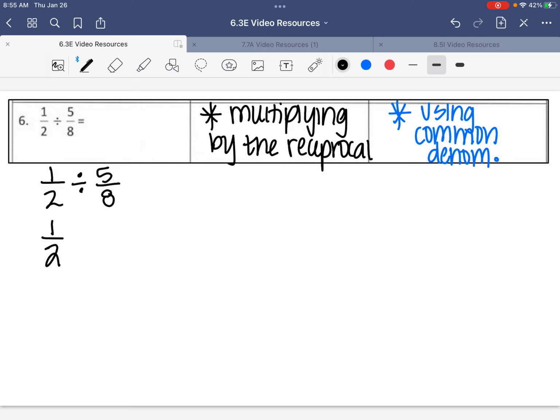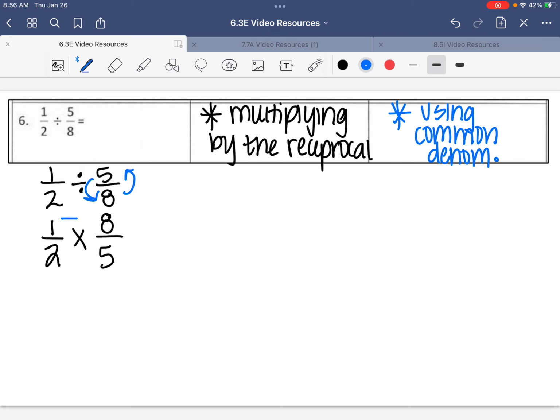And then instead of dividing, now I'm multiplying, and I'm multiplying by that reciprocal. So 5 goes to the bottom, 8 goes to the top. So now I have 1/2 times 8/5. And now I just use my multiplication rules.